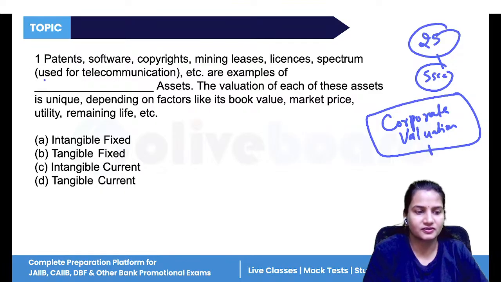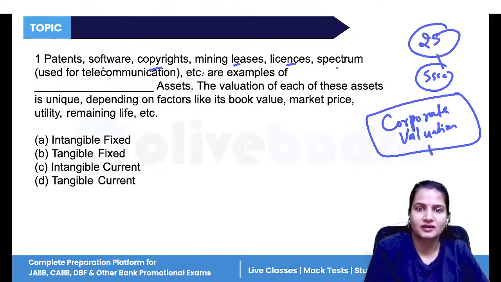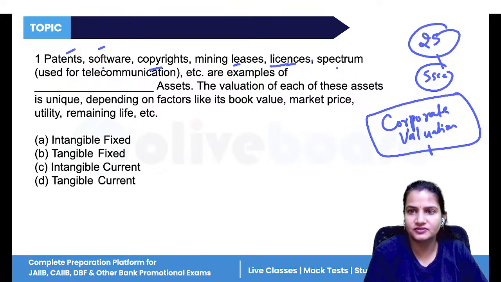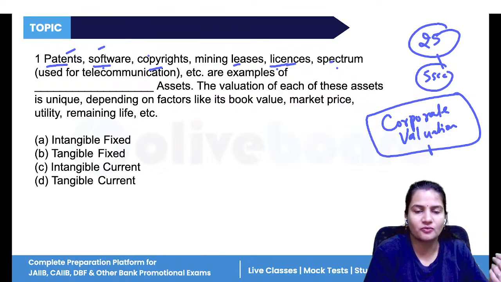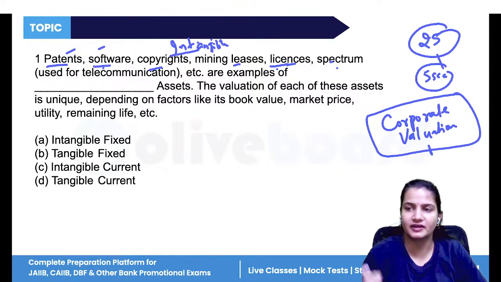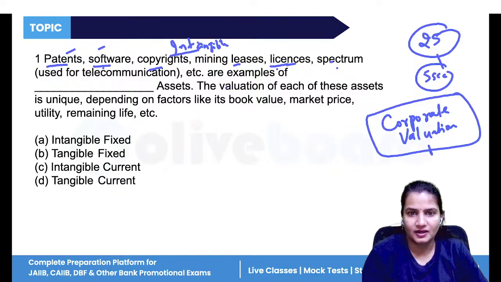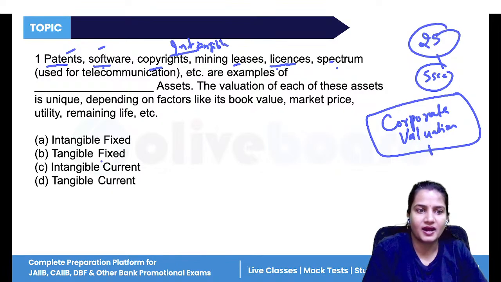Now, question first, what it says is that patents, software, copyright, mining lease, license, spectrum, these are examples of what? Even if you don't know spectrum license, you can easily get the answer: patents, copyright, these are your intangible assets. Intangible assets are those assets which we can neither see nor touch. And in intangible, one word is also added, fixed or current.